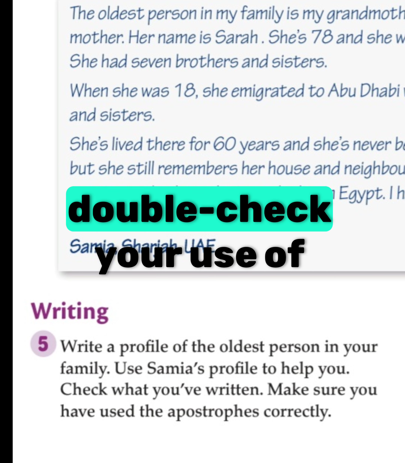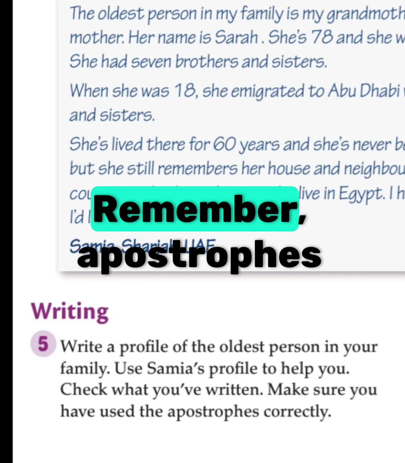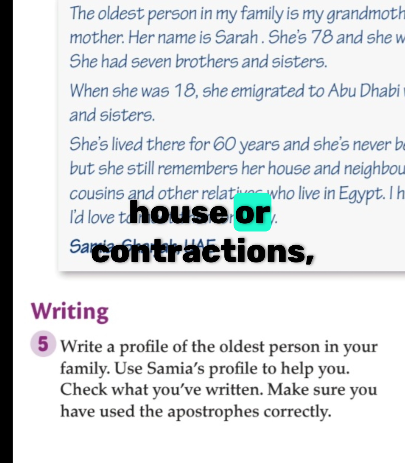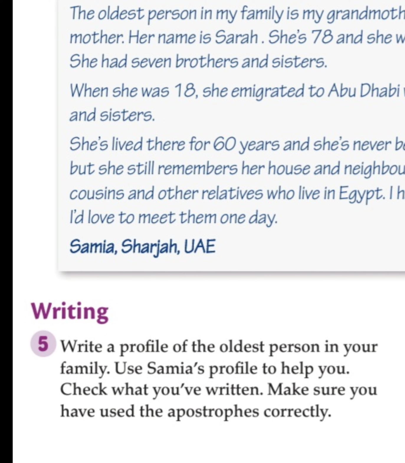After writing, double-check your use of apostrophes to make sure they're correct. Remember, apostrophes indicate possession, like grandfather's house, or contractions, like he's for he is.